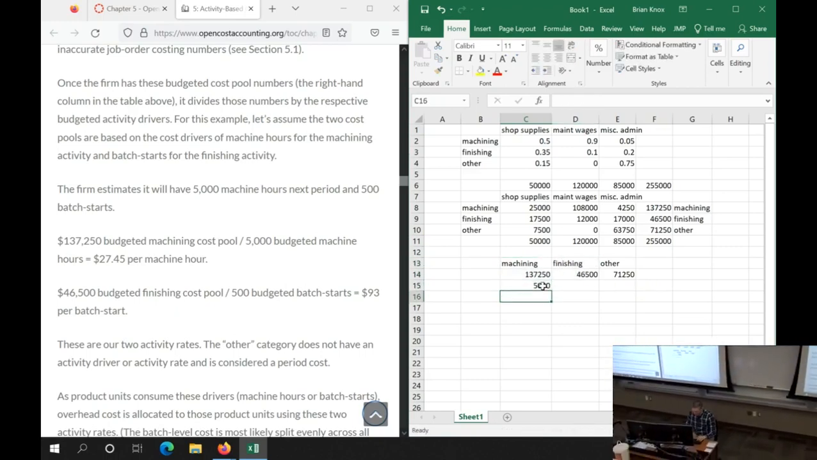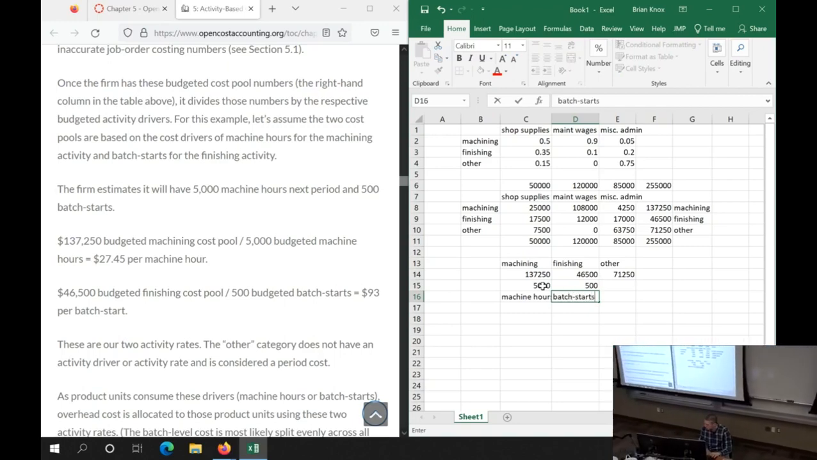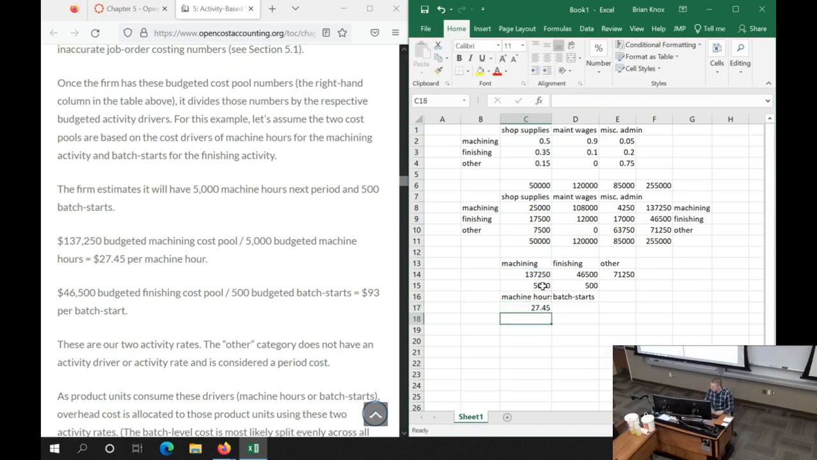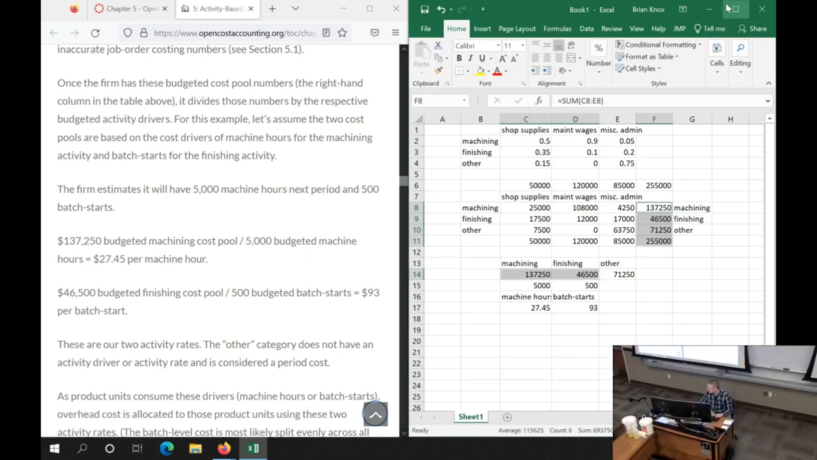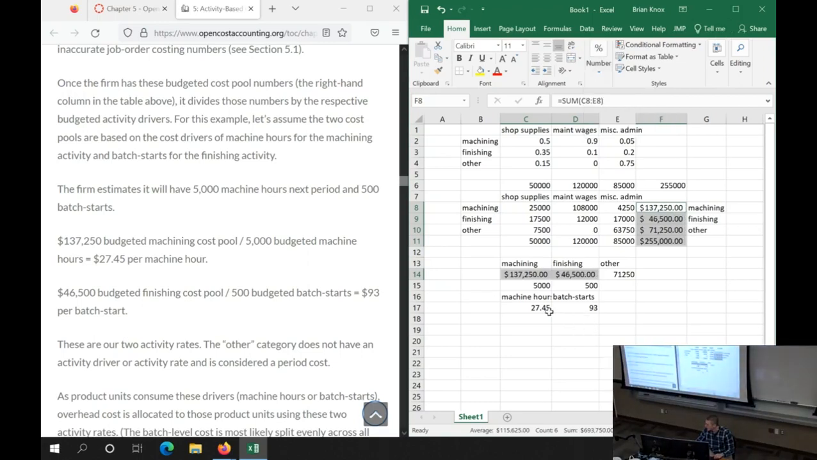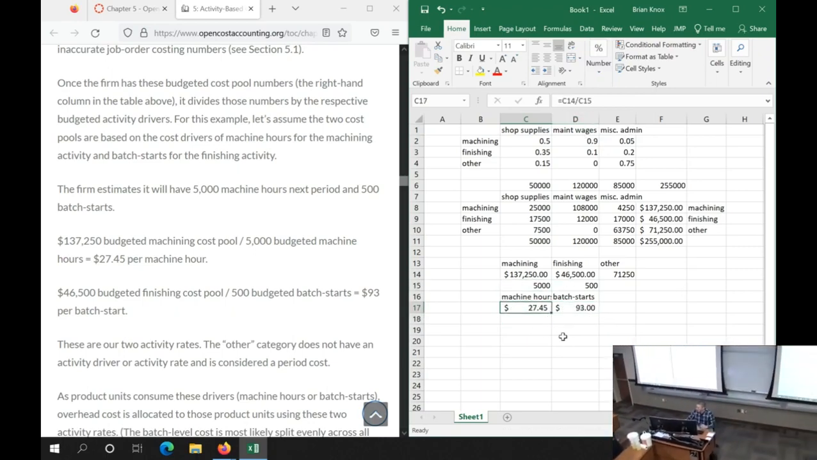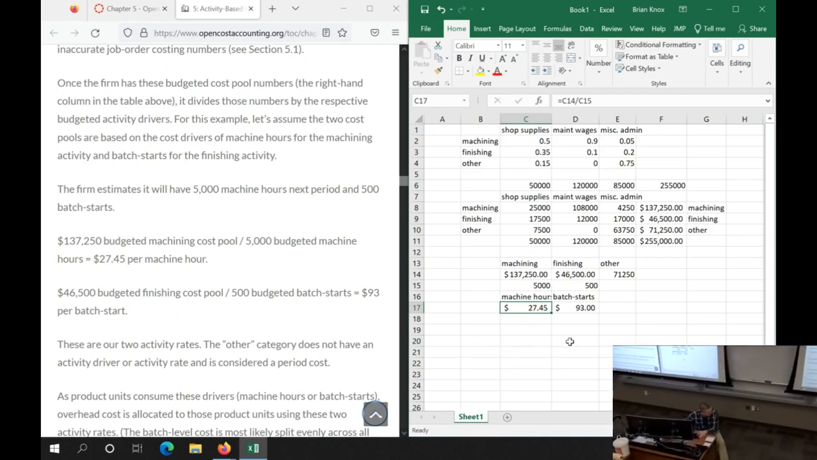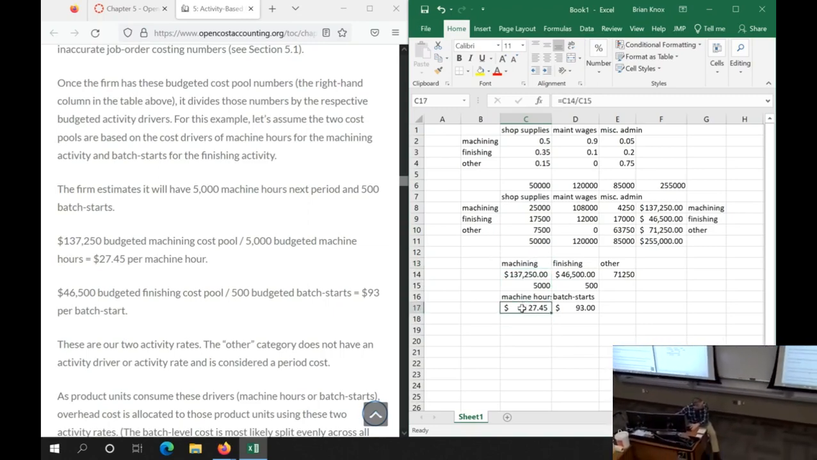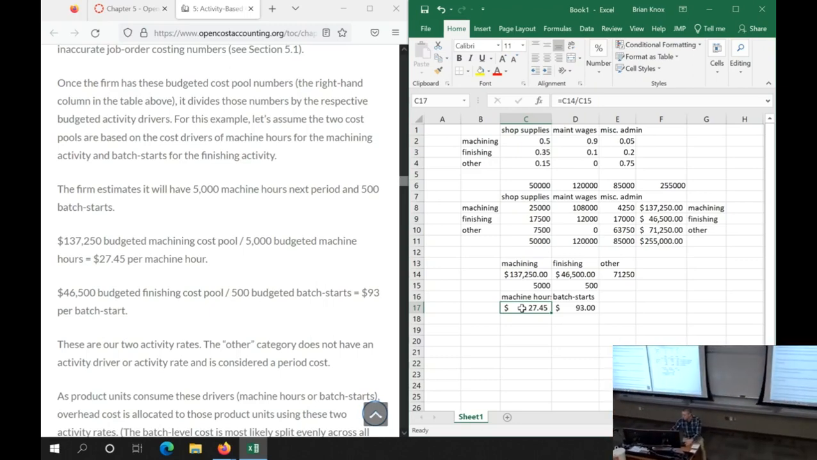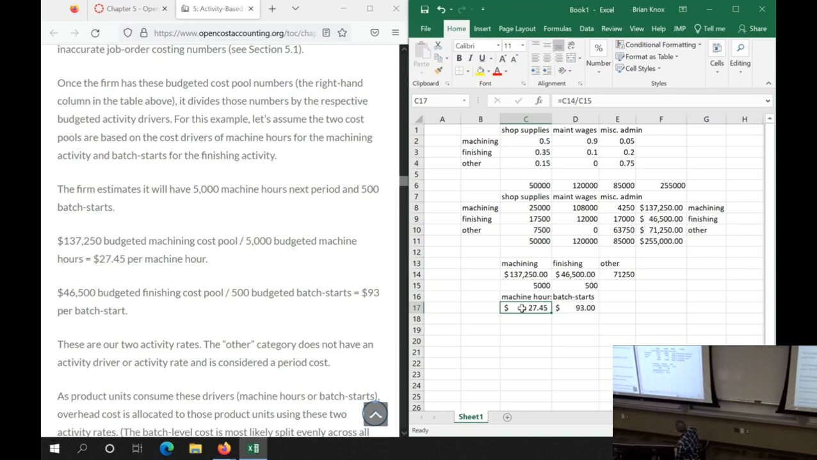So 5,000 machine hours, 500 batch starts. So we can take the dollar amounts and divide them by those cost drivers, those activity drivers. And now we have a dollar amount. So for every machine hour that gets used in this company, based on our understanding of what the machining activity does, we'll charge that widget, job, order, whatever, $27.45 per machine hour because of the overhead that is correlated, based on our study, with machining and machining's machine hours cost driver.